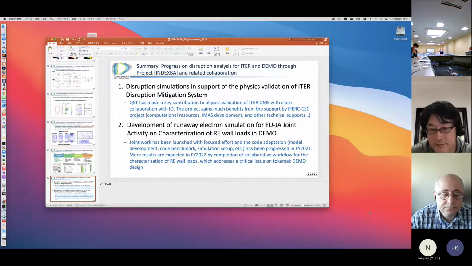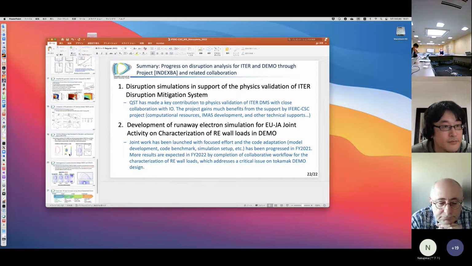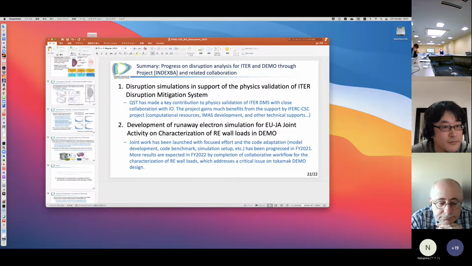Okay, so I have a question. You compare to simple 0D model and 1D model and also JOREK simulations. And what is your prospect compared to these three models, like 1D, 2D, 0D models?